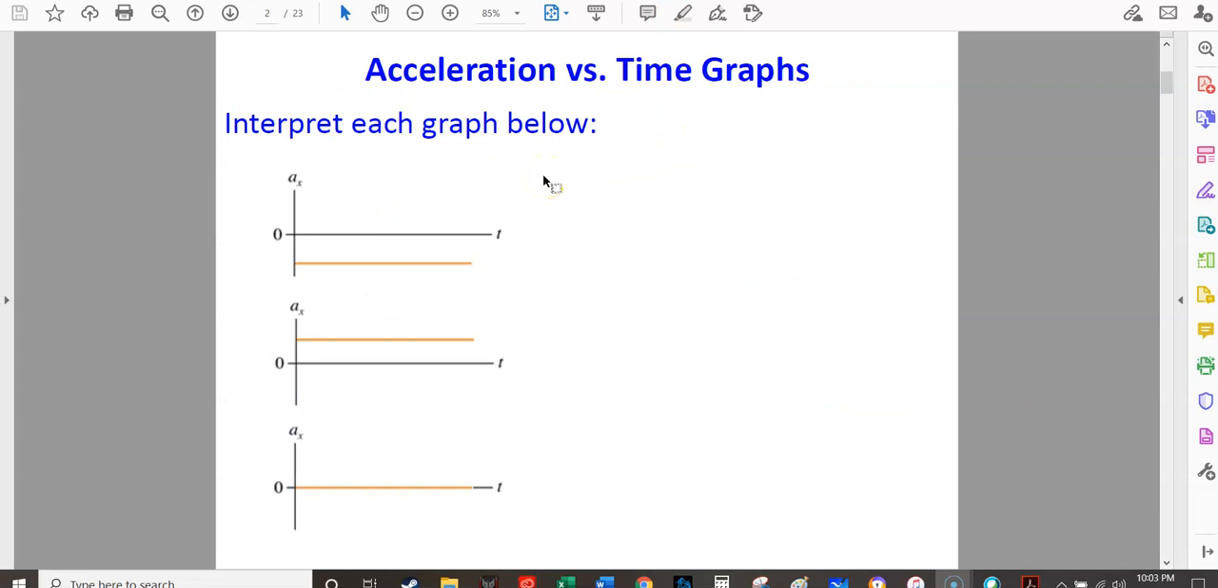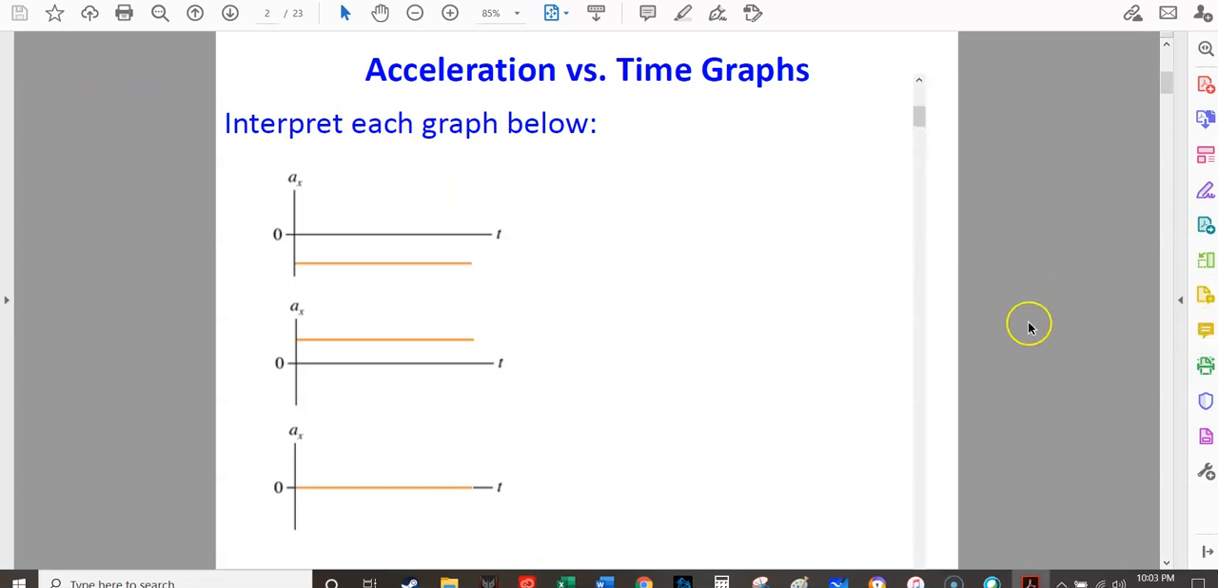What I want you to do is take a look at each one of these graphs below. These are all acceleration versus time graphs, okay? I want you to interpret each one of these situations and describe what you're seeing. Take a moment to talk about what each graph is saying to you, and maybe write some notes. Then we'll try to apply what we've learned to this new situation. So pause the video now and try it out.